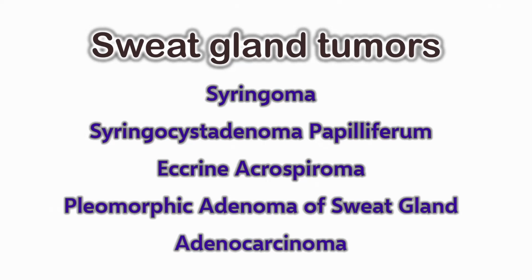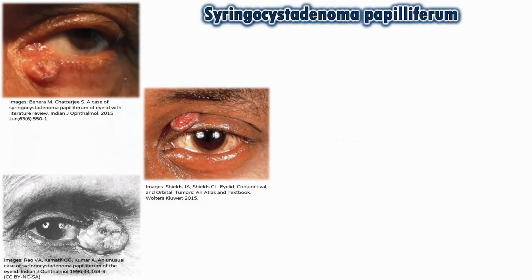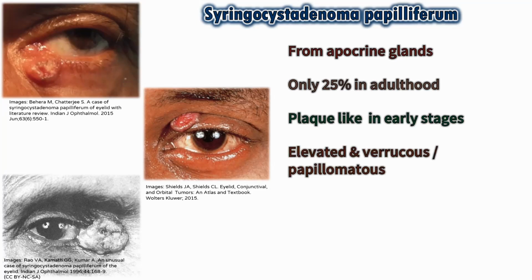Now we shall see some sweat gland tumors that can sometimes mimic a basal cell carcinoma. Syringomas are common, benign, small, multiple tumors in young women. However, when they are solitary and large, they can simulate a basal cell carcinoma. Syringocystadenoma papilliferum is an uncommon benign tumor that arises from apocrine glands. Only about 25% arise in adulthood. They are plaque-like in the early stages, which often become elevated with a verrucous or papillomatous surface.